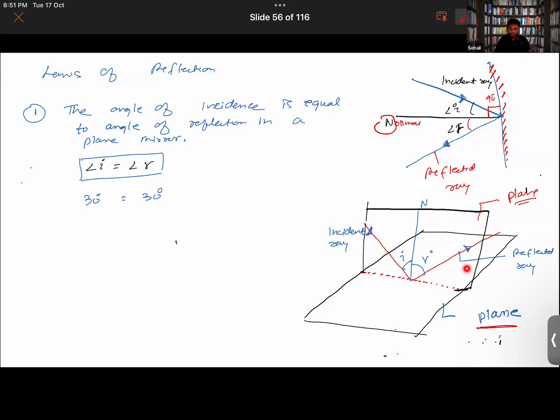Okay guys, so here you see that you have got the incident ray, and that is the reflected ray, and this is the normal. Can't I imagine that all these three lines, this incident ray, the reflected ray, and the normal, are lying on this paper here? It's not like this. Look, let me get an example here.